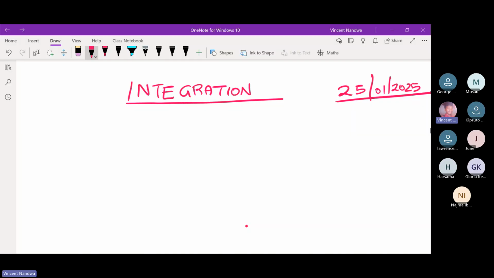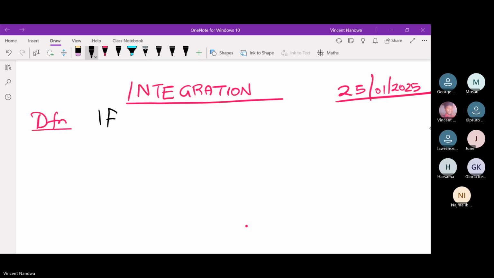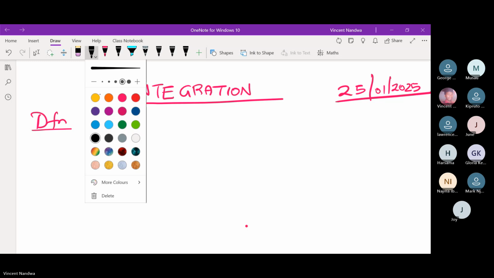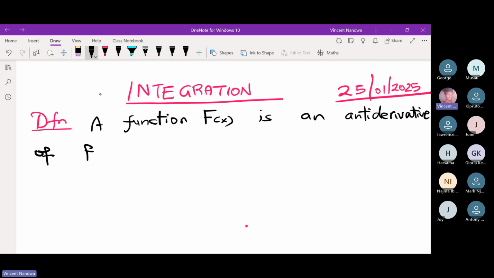An antiderivative of a function. So if f, so a function F of x, in capital font, is an antiderivative of a function f of x.